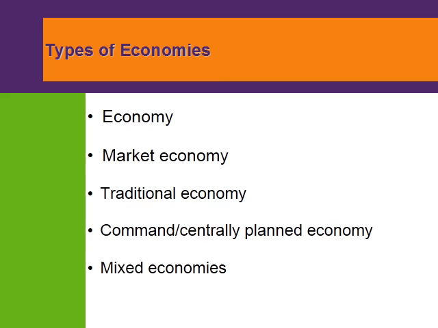Now, today, very few economies are purely any of the above. Instead, most economies are mixed. They have one dominant type of economy, but then you will see elements of others. For example, the United States is primarily a market system.